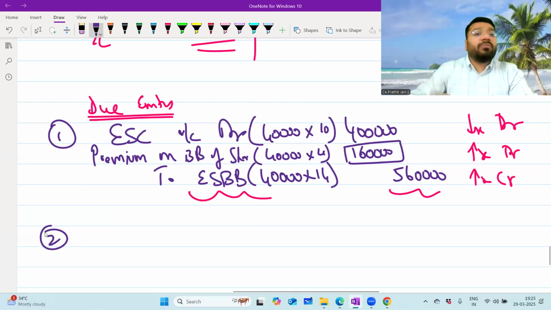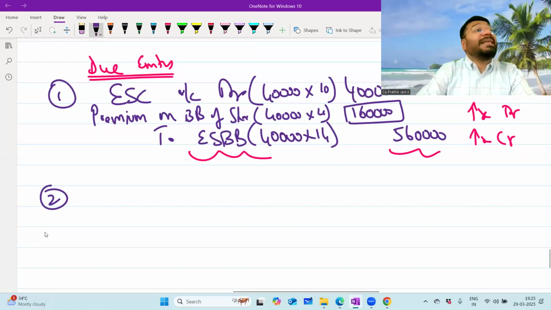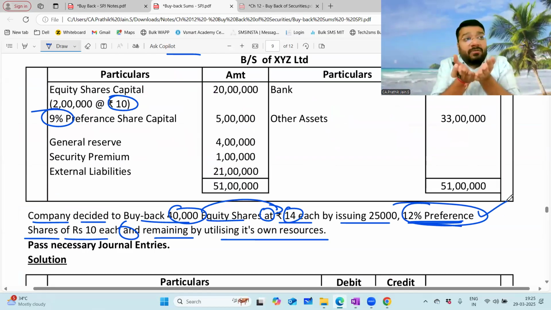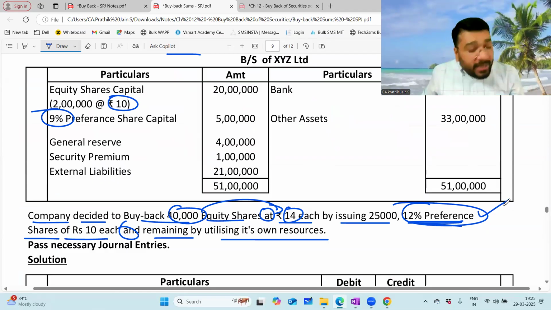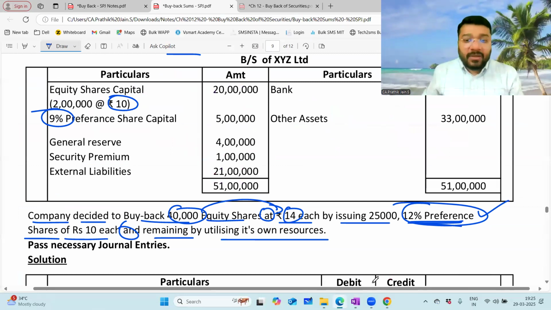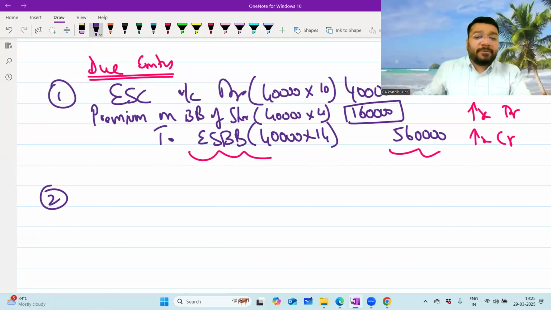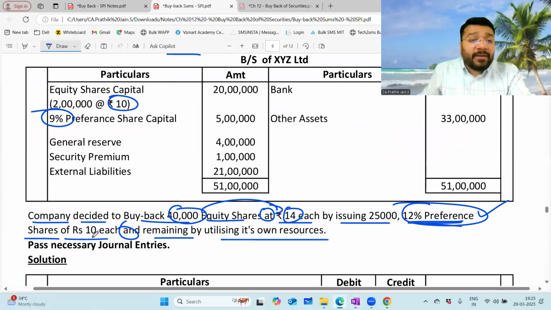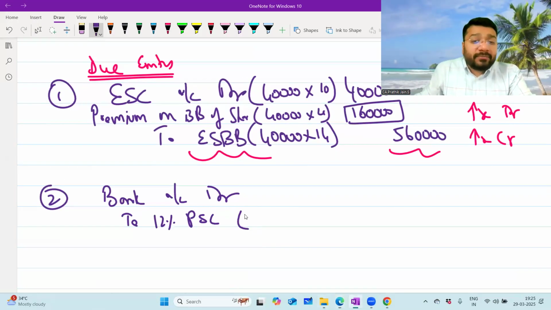No, sir. Now, you have to pass the entry for keeping your capital intact. For that, which method are you opting first? Sir, first, preference share capital. For the balance amount, we'll transfer the money from general reserve to CRR. So now, the entry for preference share capital: Bank account debit to 12% preference share capital. How many shares are you issuing? 25,000 into 10. How much is it?